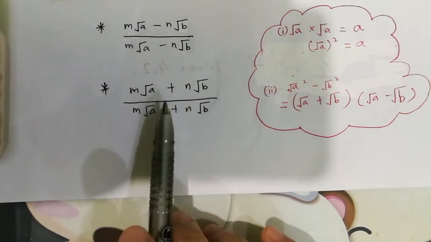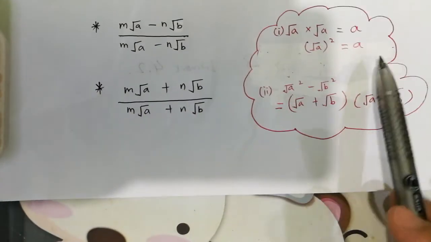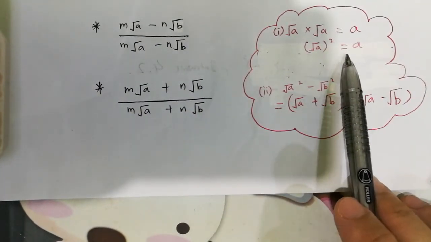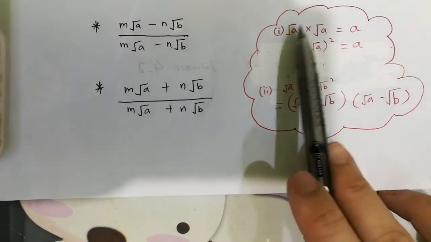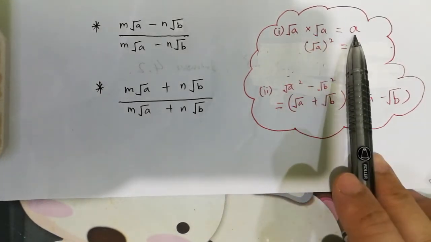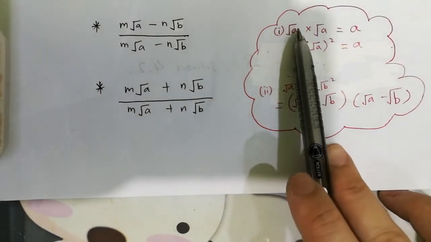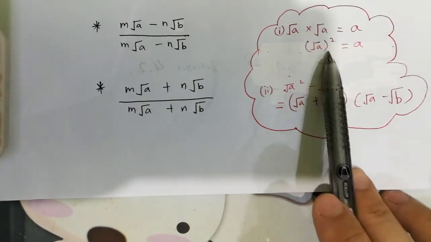So now what is this two? This one I showed up there. It's exactly like the root 2 just now, a equals to 2. If I have root 2 times root 2, meaning like that.